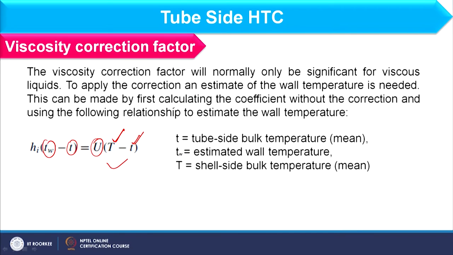So this can be made by first calculating the coefficient without the correction and using the following relationship to estimate the wall temperature. Okay. And whatever overall heat transfer coefficient you calculate, if it is not near to that, you have to consider that U to find out TW again, and then consider the viscosity correction factor accordingly. So, here it should again be the trial and error method. Okay. But that should be considered when you are dealing with viscous fluids, not normal fluids.